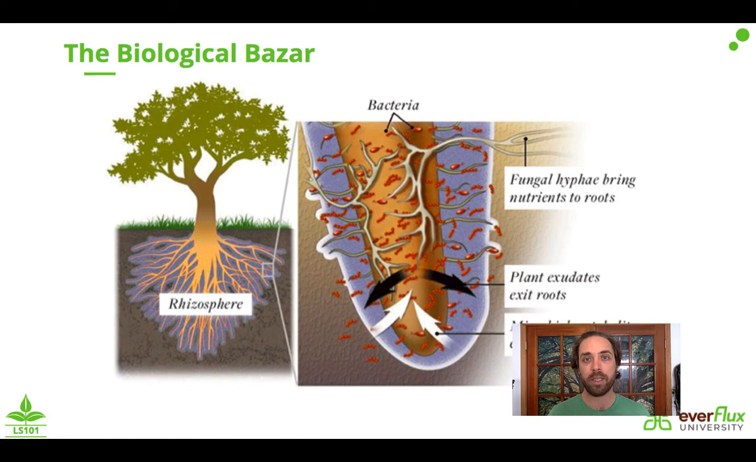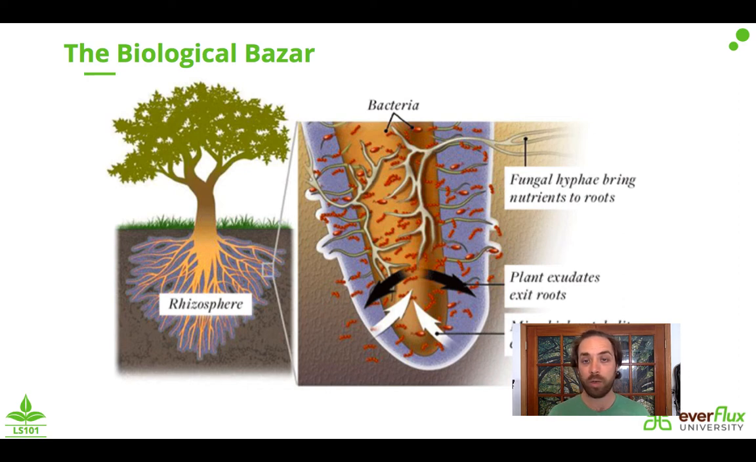So now we're really getting to the heart of the matter here. This is where it all happens. This is what University of Washington professor David Montgomery likes to call the biological bazaar. This is the rhizosphere. It's the zone in the soil around the plant's roots. And this is where the plants and the microbes exchange nutrients.